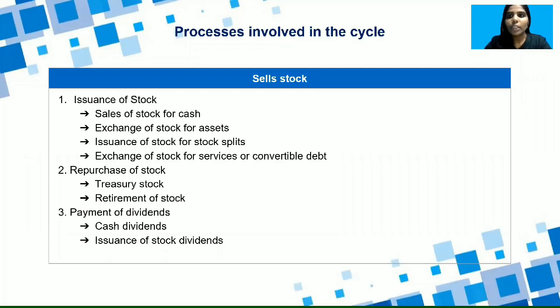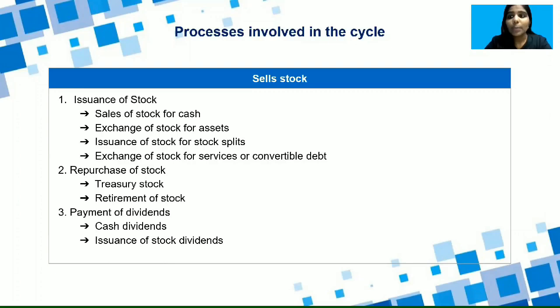Transfer of ownership of shares from one shareholder to another shareholder does not affect the account balance. Retained earnings are normally increased by the earnings and decreased by the dividend payments. The issuance of stock includes transactions such as sales of stock for cash, exchange of stock for assets, issuance of stock for stock splits, and exchange of stock for services or convertible debt.